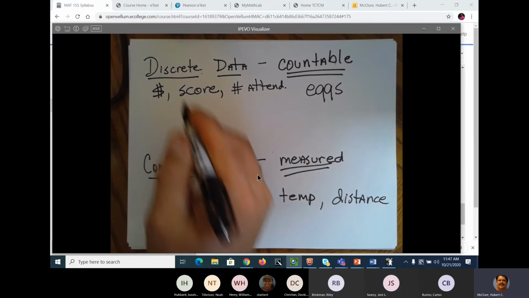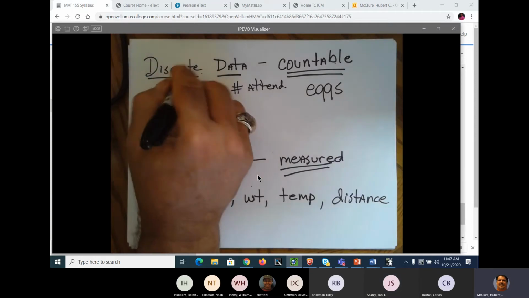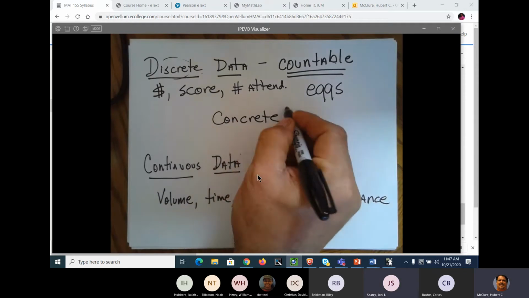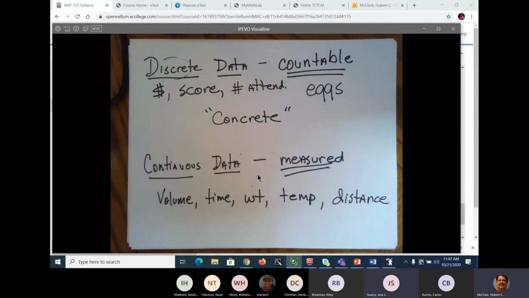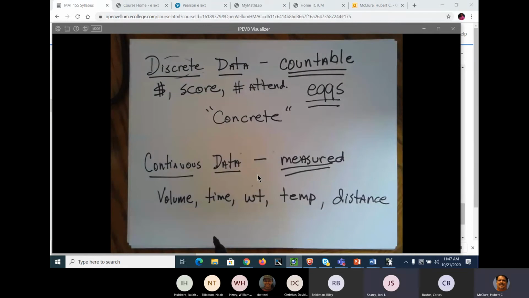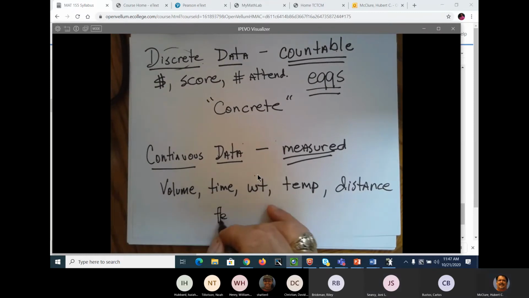So I like to tell one word that goes with discrete. Concrete. What's one word that you can say about concrete? It's very solid. Okay? These numbers are solid. What about these numbers? I would say flexible.